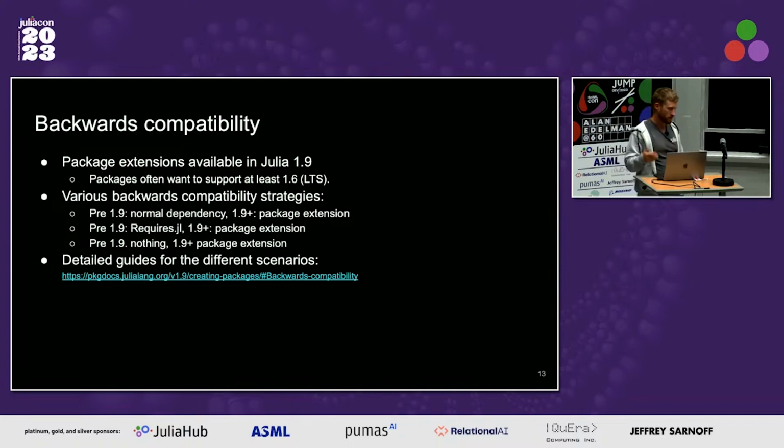I'm not showing the exact guide to do that here, but there's a pretty detailed guide in the Pkg.jl documentation, with examples for how you would do all three of these backwards compatibility strategies, what you have to think about, and what you have to put in your Project.toml file and so on.